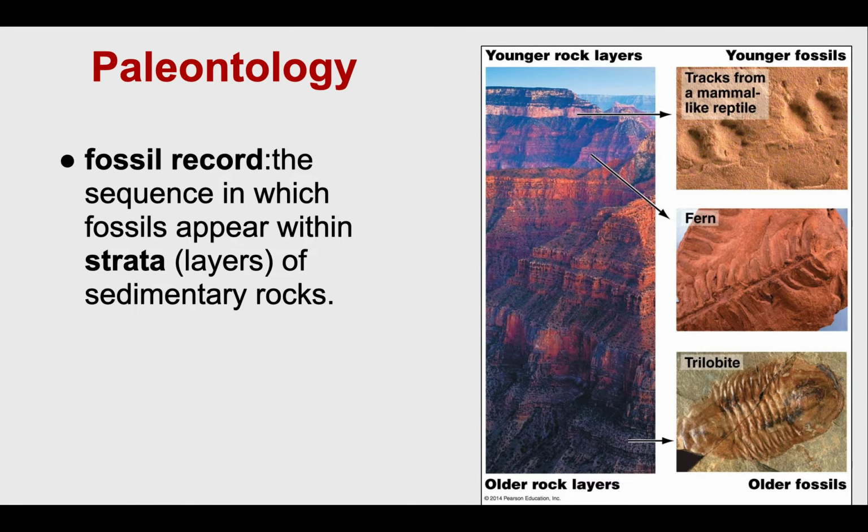All right, so the first being paleontology. With paleontology, we are looking at the fossil record. If we look at the fossil record, we can see the sequence in which the fossils appear within the layers, or strata, of sedimentary rocks. Sedimentary rocks build up over time and can trap different organisms and fossilize them. If we look at strata from older rock layers to younger rock layers, we see that as we go into the younger layers, our fossils become more and more complex, in general. So that's one type of evidence we have for natural selection: the fossil record.